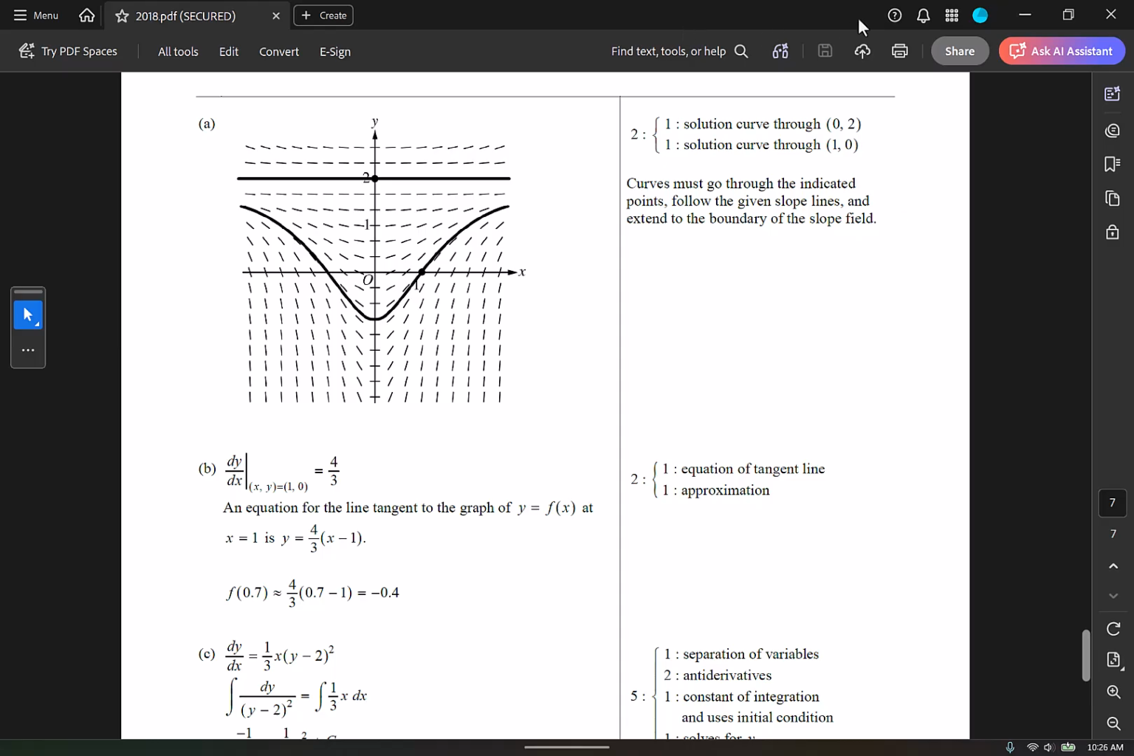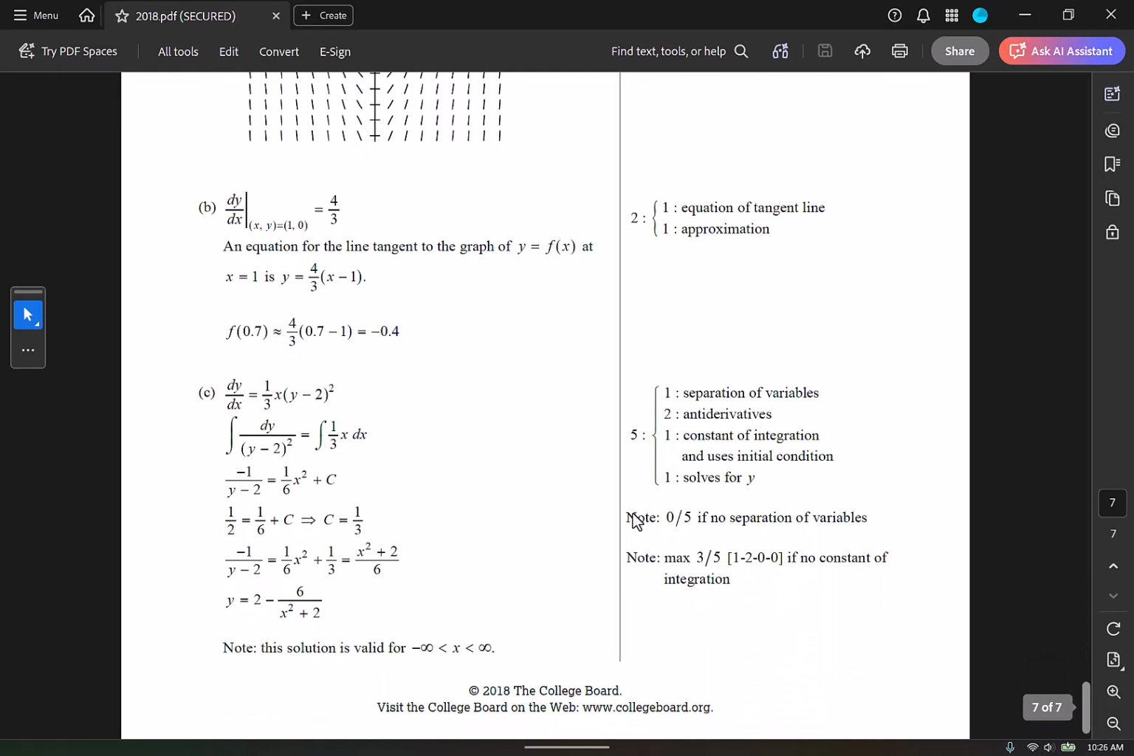Letter B. They give you a point for the equation of the tangent line. Did we get y equals 4/3 x minus 1? And 1 point for the approximation. Did we get negative 0.4? There we go. Anytime I see this, it's always so many points.